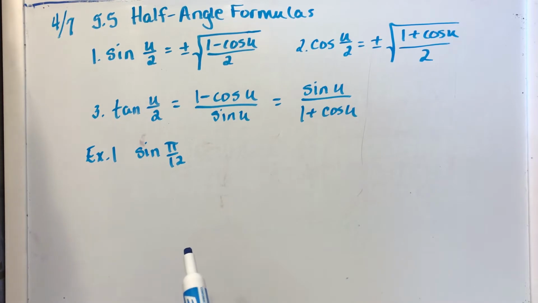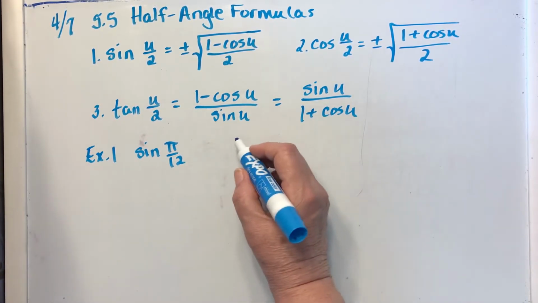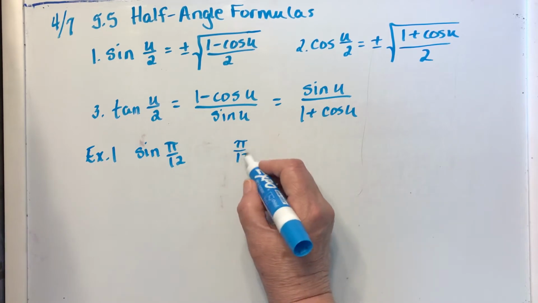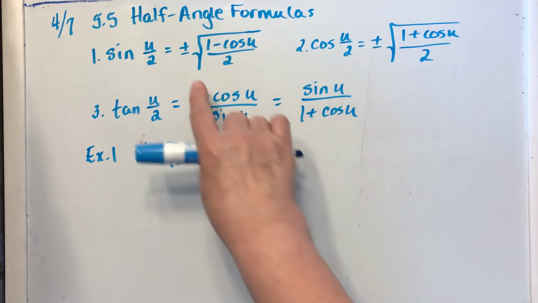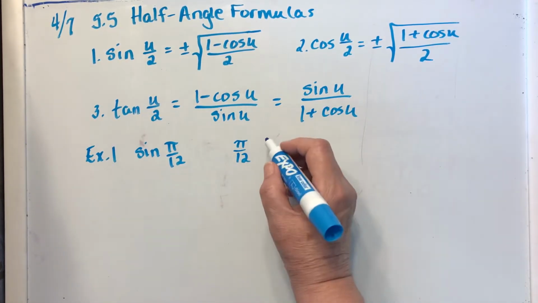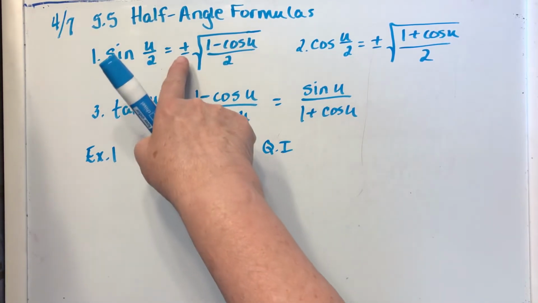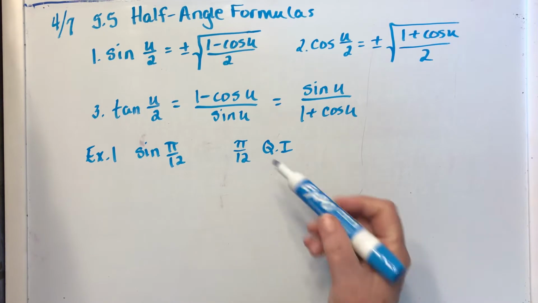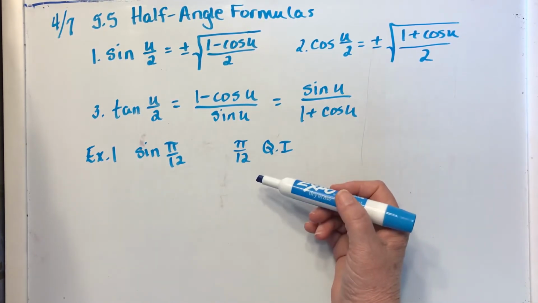So a couple of things we need to do here. First of all, we need to look at the angle pi over 12 and determine which quadrant it's in, because with the quadrant that it is in, it's going to help us determine whether to take the positive or the negative square root. Pi over 12 is in quadrant 1. So that means our answer is going to be a positive answer. So the sine of pi over 12, since that's in quadrant 1, is going to be positive.